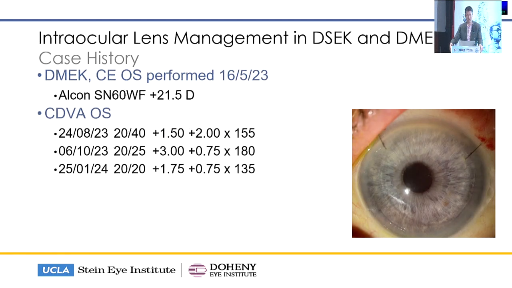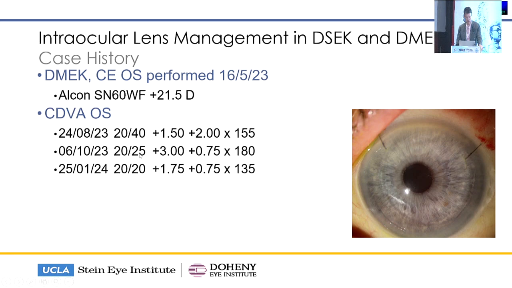So I performed surgery for her in May of last year, put in SN60WF plus 21.5. Surgery went fine, but you'll note that 3 months after surgery, the patient was not happy with her uncorrected vision. She corrects to 20/40, but with about plus 2.5 diopters spherical equivalent refractive error. Checked her again a couple months later.